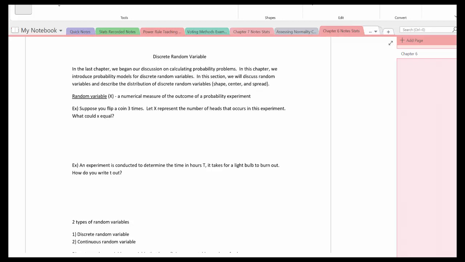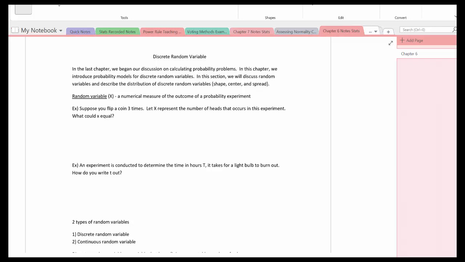In this video, we're going to talk about discrete random variables. A random variable is a numerical measure of the outcome of a probability experiment. Suppose you flip a coin 3 times. Let x represent the number of heads that occurs in this experiment. Well, what could x equal?